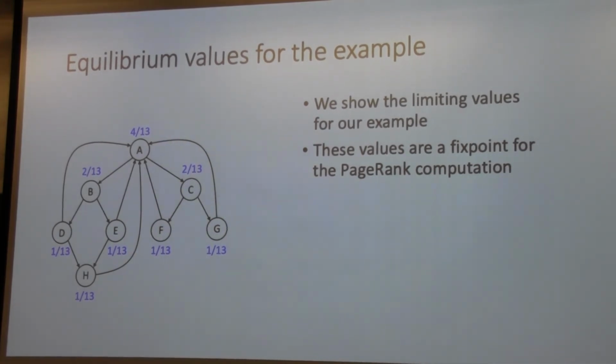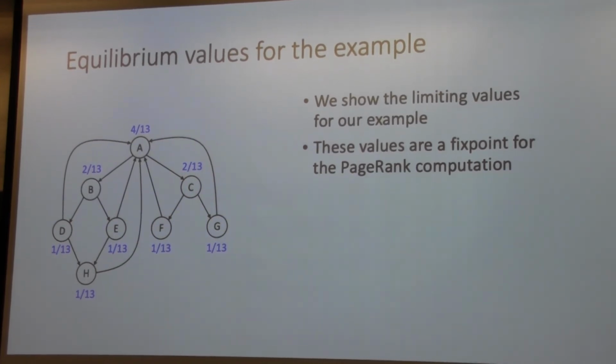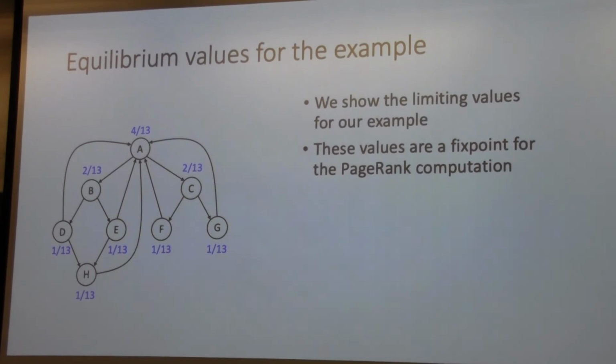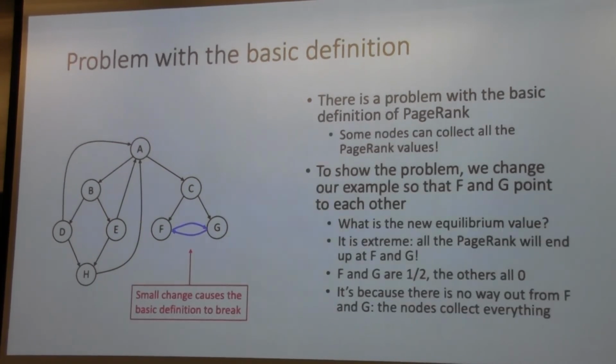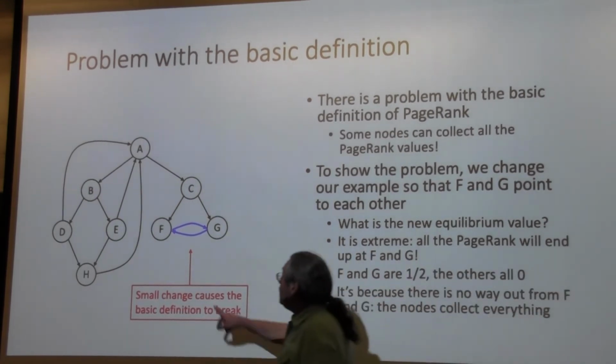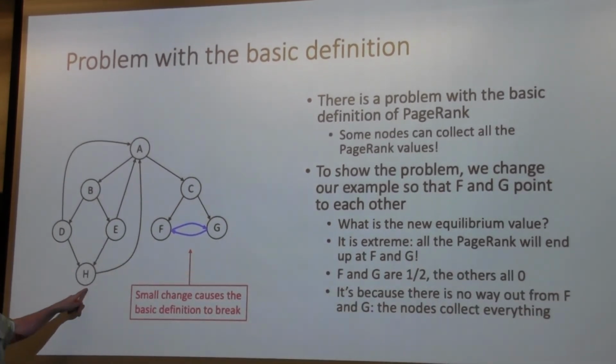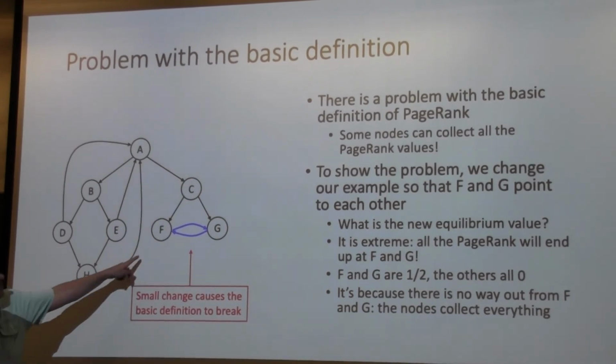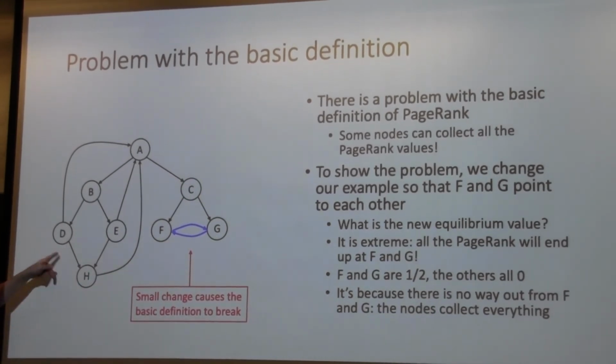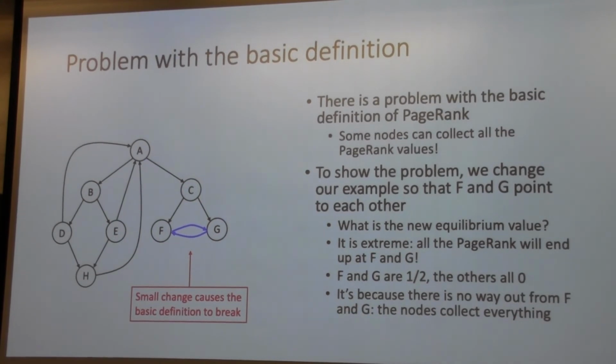Of course, this definition has a problem. This problem was first recognized by Larry Page and Sergey Brin. I always wonder if the name of Larry Page has something to do with PageRank. I'm not sure. There's a problem with this basic definition. Let's say I have this graph here. What happens in this graph with my fluid definition?